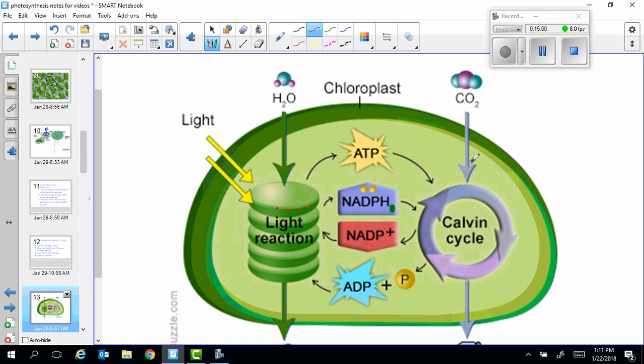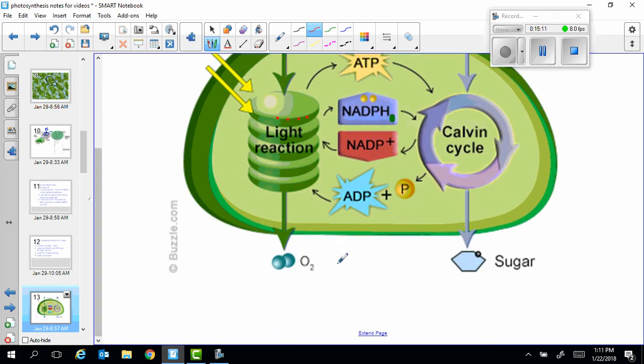It takes the carbon dioxide that came in through a stomate, and it's able to use the NADPH and the energy from the ATP and actually produce sugar. So down here, one of the products of the light reaction is oxygen, and one of the products of the Calvin cycle is sugar. Those are our two main outputs.